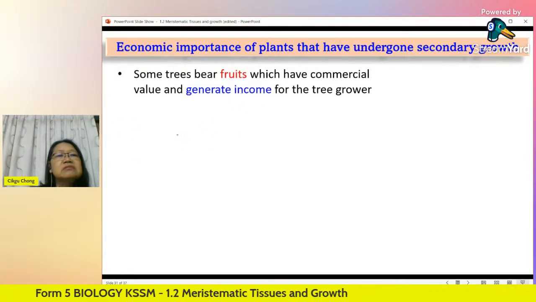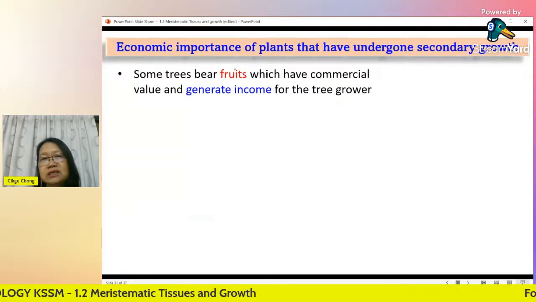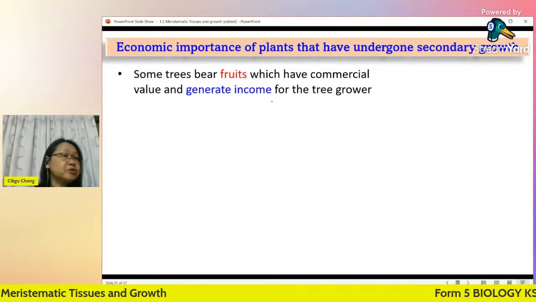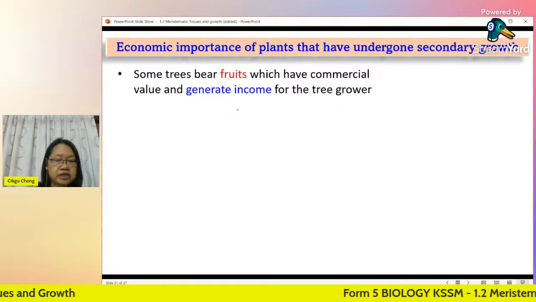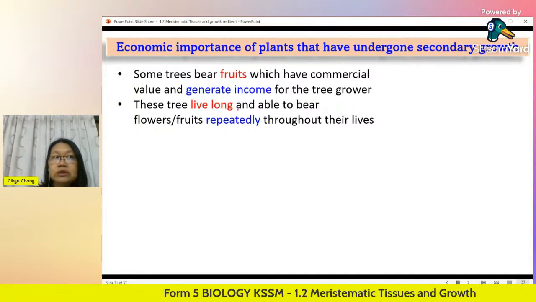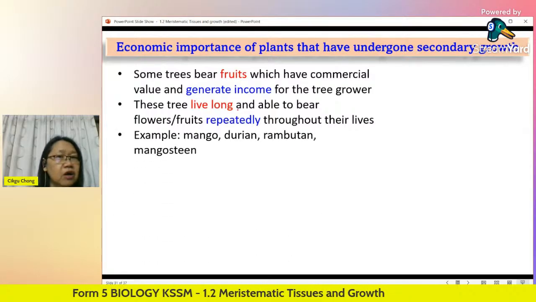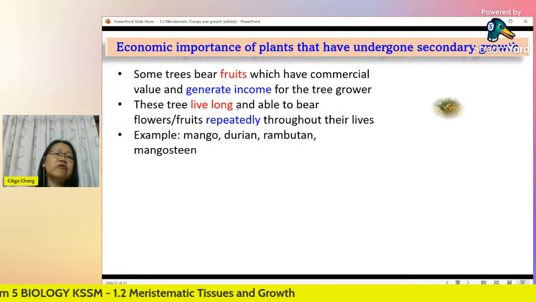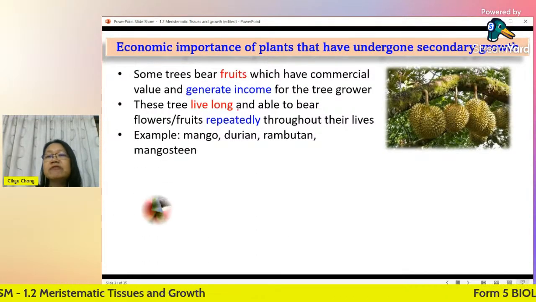And then these trees bear fruits. They have commercial value. Commercial means you can sell it, you can get money, generate income for the tree grower. Because these trees are woody, they can live many years. They live very long. They are able to bear fruits repeatedly, year after year.